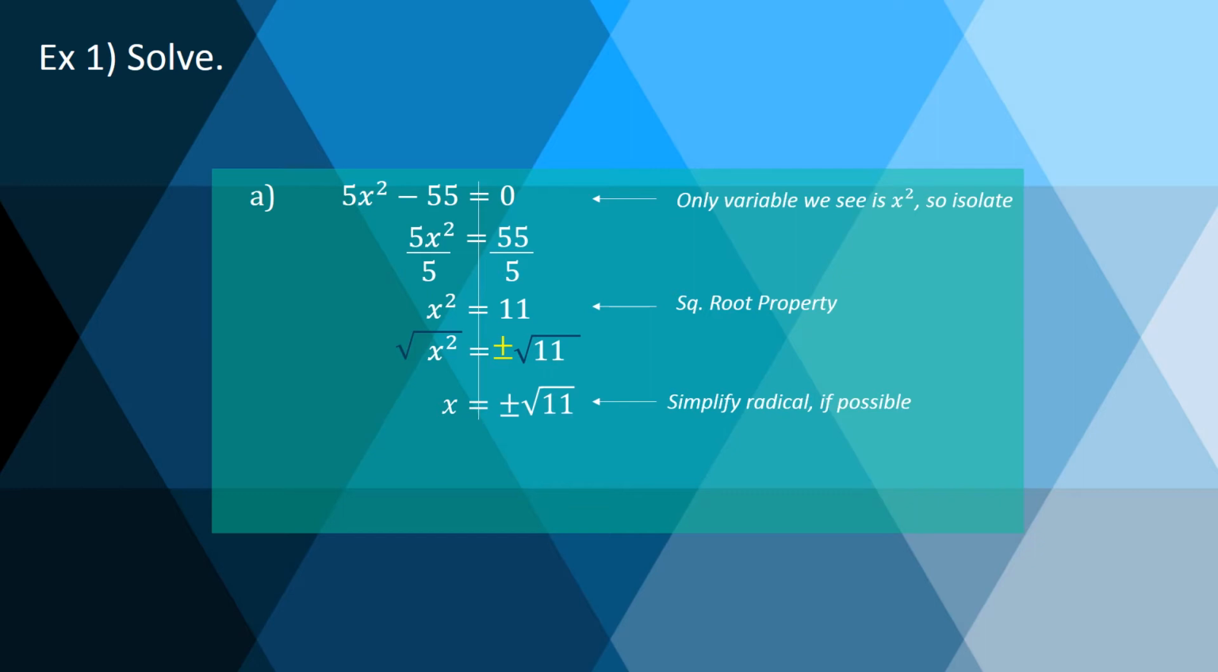That plus and minus means we have two possibilities. Let's explore that. If I look at the plus version, that means x equals a positive square root 11. Next I look at the minus, which would give me x equals a negative square root 11. Neither of these answers can be reduced or simplified, so those are your solutions.